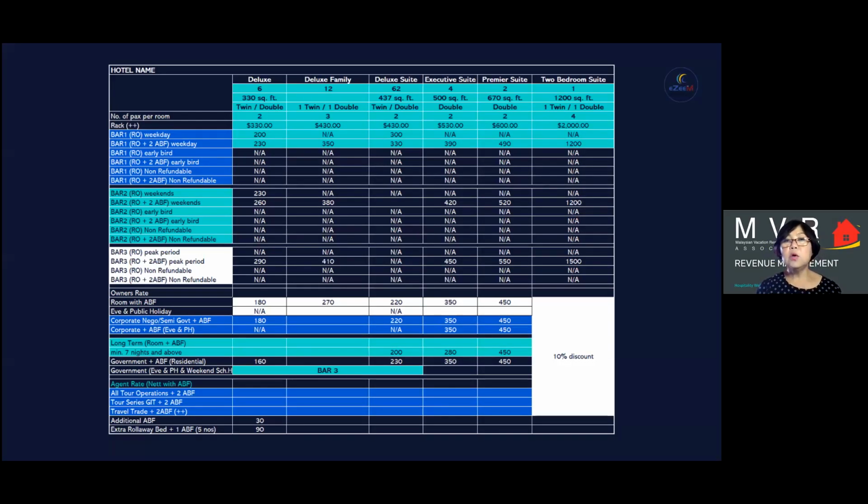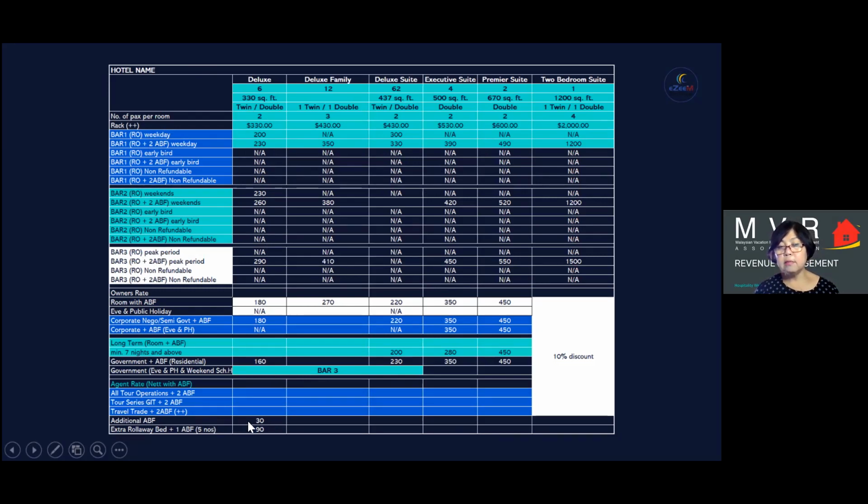So this is a sample of a rate structure. It starts with knowing your product listing here, even to the measurements and bed configurations. Then you have BAR 1, BAR 2, BAR 3. BAR 1 is normal day, weekend, and BAR 3 is super peak. And then you have other segmentation rate structures here. So at a glance, you can see all the different rates where you can cascade down to the cheapest.